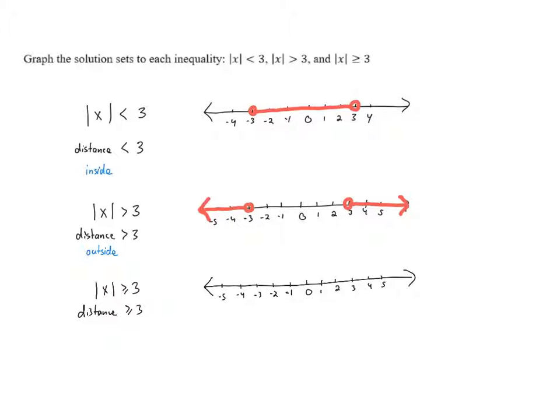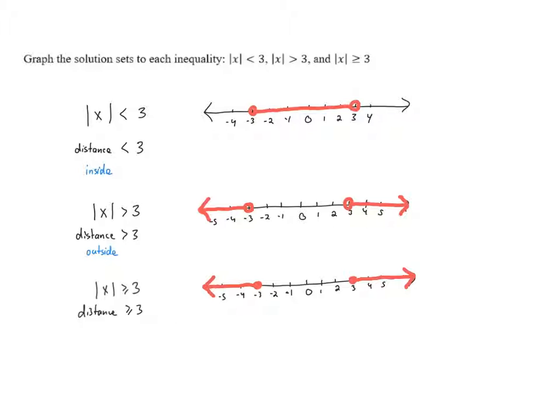And so how that affects us here is that we actually have closed circles at 3 and -3 because they are allowed to be solutions. Now, we're still going to shade the outside because we still have the distance being allowed to be greater than 3. So we're still going to shade on the right on the outside and on the left on the outside. But the difference here is that we have closed circles instead of open circles because in this situation, 3 and negative 3 are allowed to be solutions.